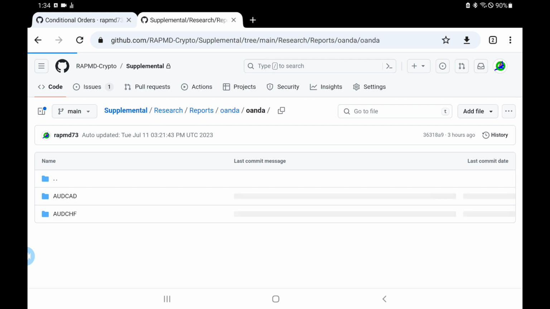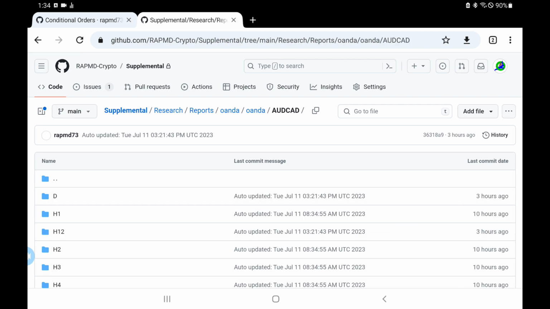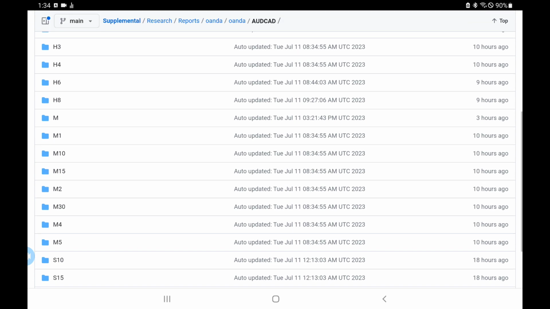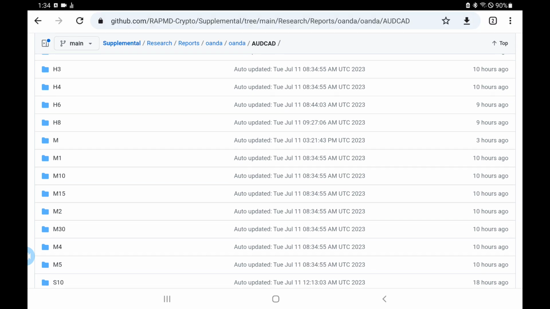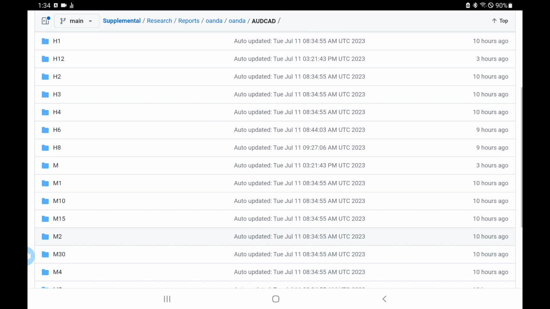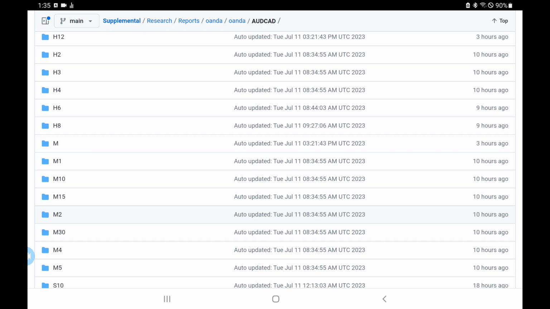And now Oanda is the same way. We have a consistency of all of the assets and all of the time frames. The same rules apply as I described earlier. Let's go to the 1 minute candle.